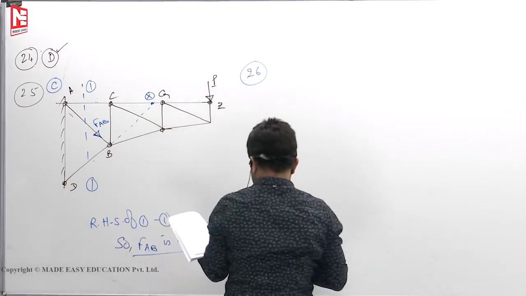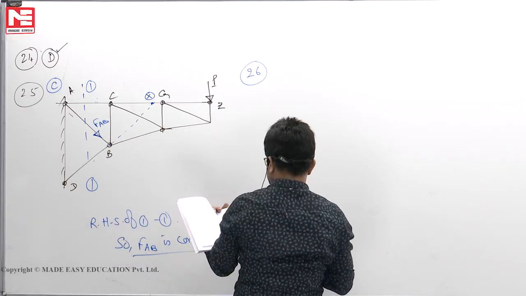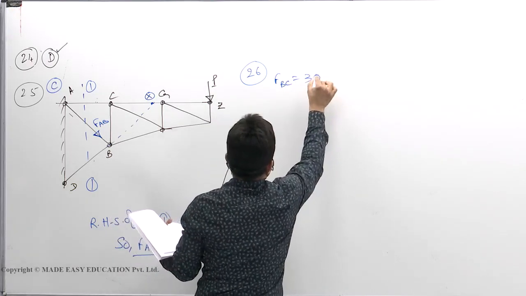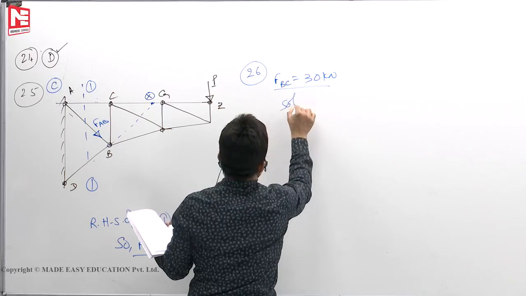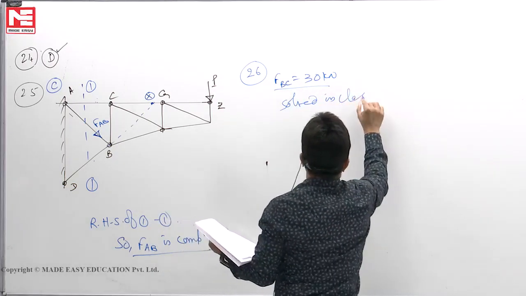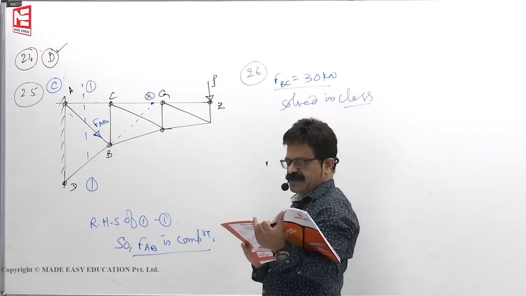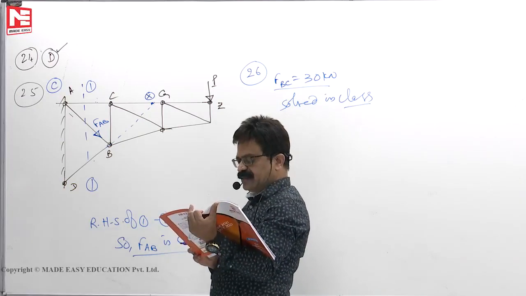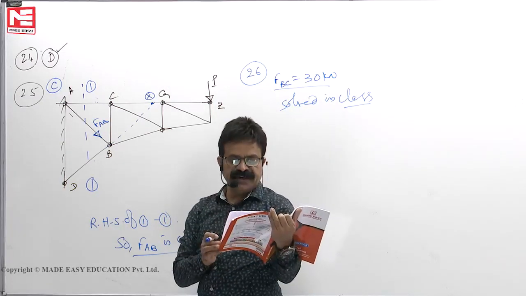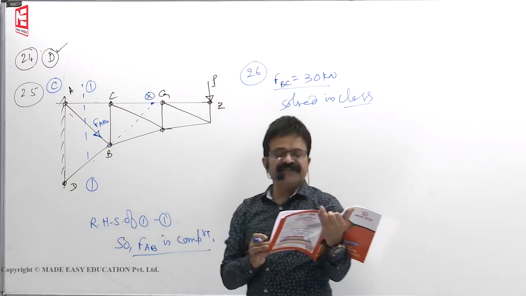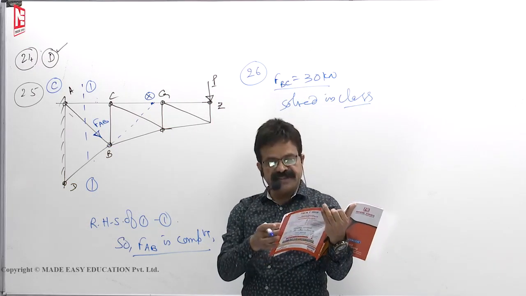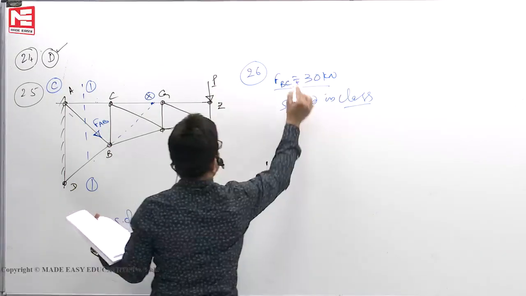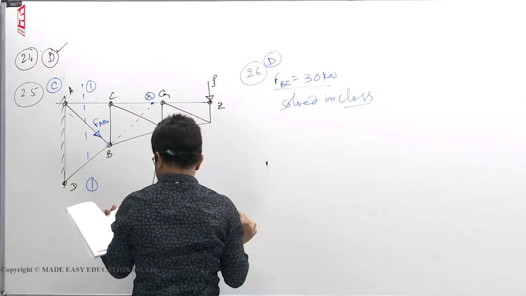26. Axial force in the member BC. We have been given 30 kilonewton, which means the force in member BC is the same 30 kilonewton, solved in the class. In the class I had taken 20 kilonewton instead of 30. Now they have given 30, that's all. Other than that, no difference at all. Alpha is 30 degrees; whether alpha is 30 degrees or whatever it is, here also they have given 30 degrees, so same. So you will get 30 kilonewton. So 26, D is the option.